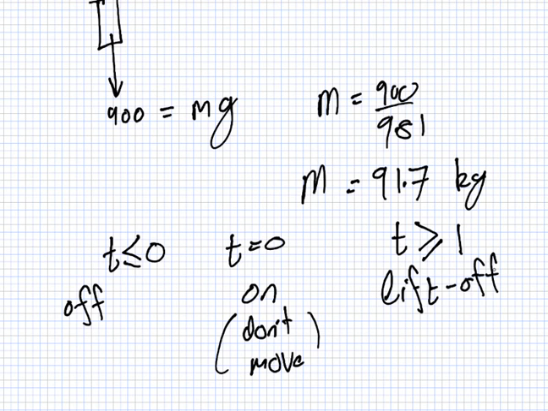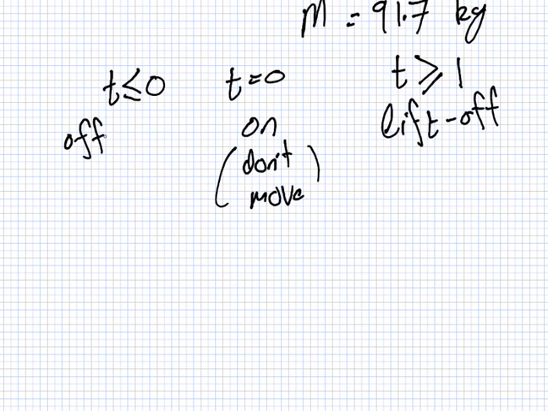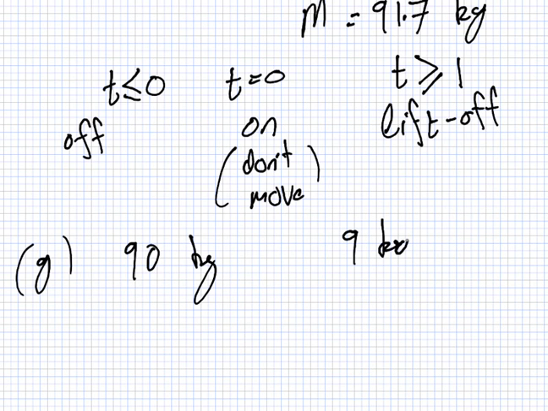Right. How long will the fuel last? How much time do we have for fuel? Well, how much fuel do we have in total? 90 kilograms. And how much fuel do we use per second? 9 kilograms. So therefore, when are we out of fuel? After 10 seconds.